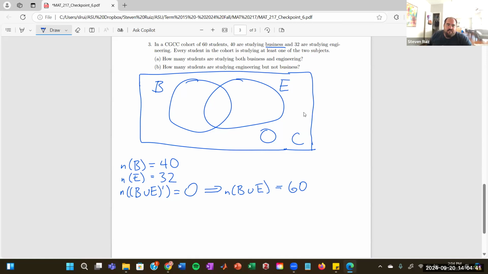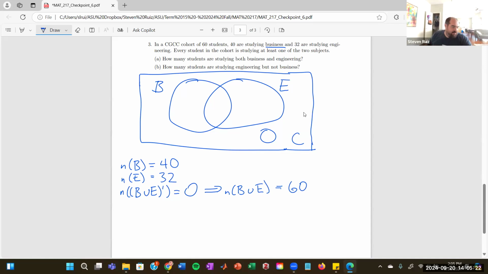We know that the cardinality of B is 40, the cardinality of E is 32, and the cardinality of the union of B and E is 60. So what can we find first? Something I usually try to find first is the intersection. Basically, try to find the most restrictive thing. In this case, that's what is in B and in E, so those are in B intersect E.